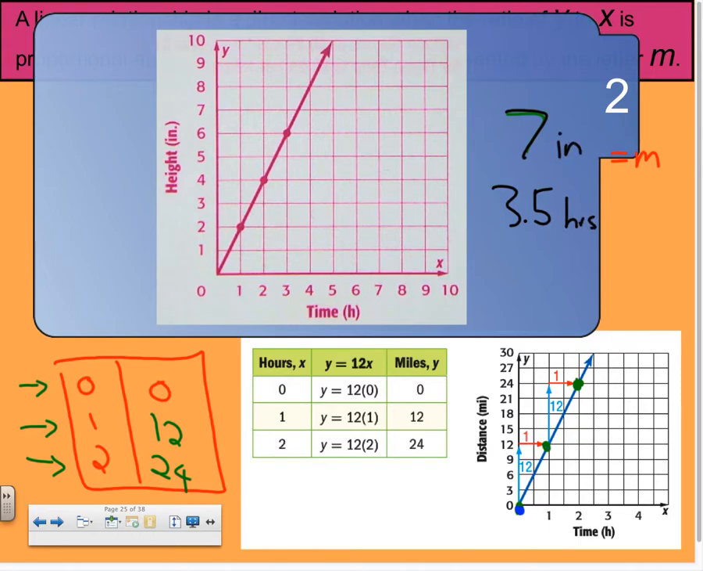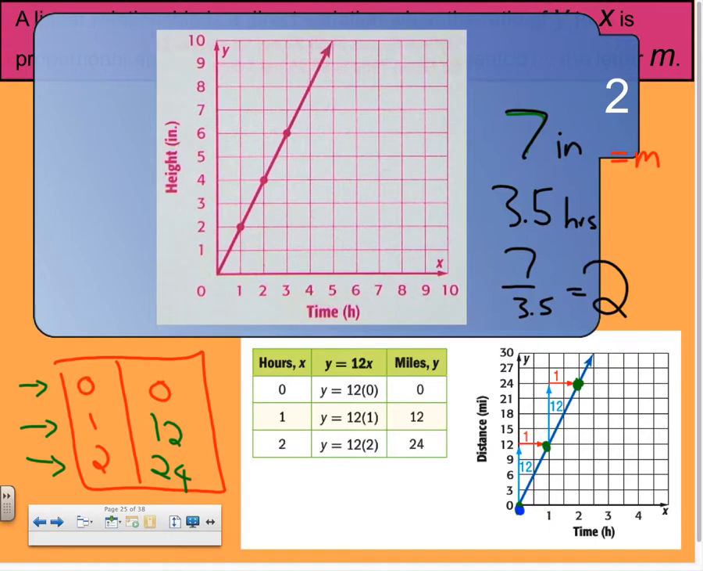How do I determine how fast it can grow in 1 hour? What do you think, Cedric? All right, 7 divided by 3.5. So what is that? Isn't it 2? Okay, so we've got this kind of bamboo that can grow 2 inches every hour. That's crazy fast.